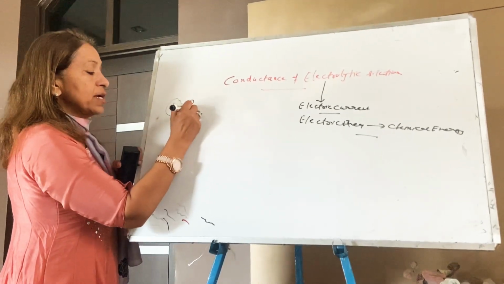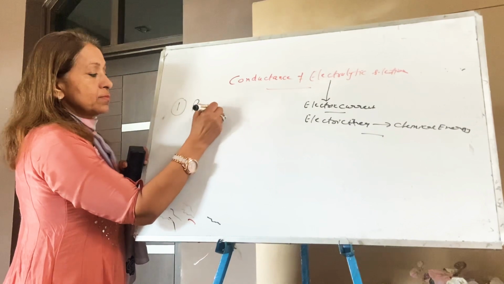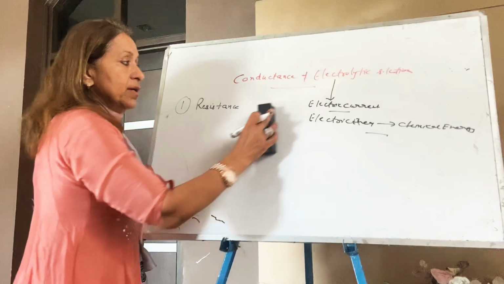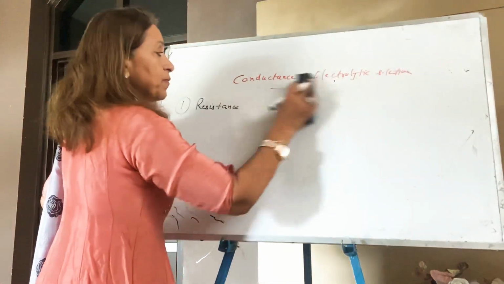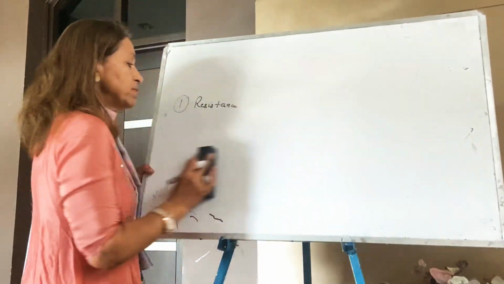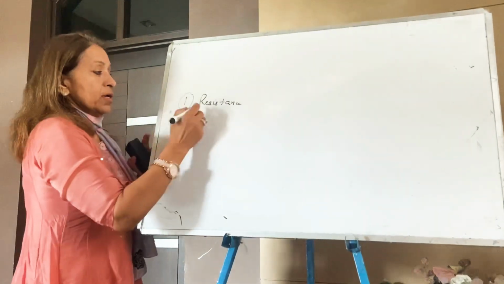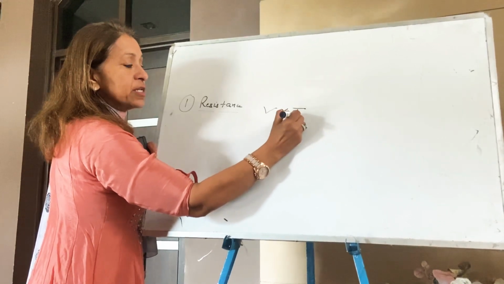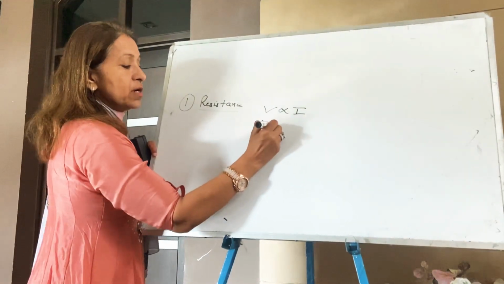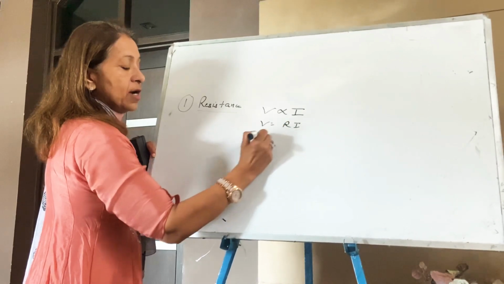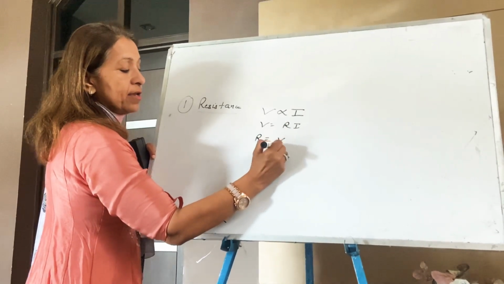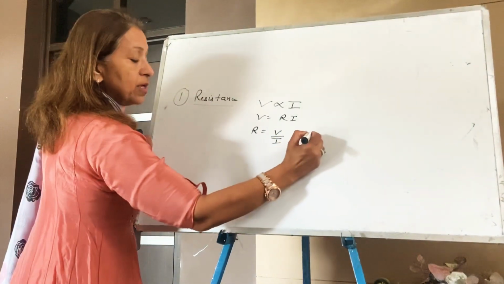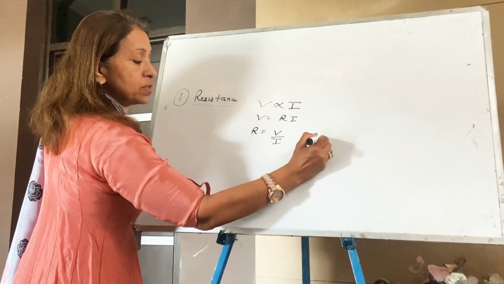The first is resistance. Before taking electrolysis, let us start with some general terms. Resistance: V is proportional to I. When there is a potential difference, there is a flow of current. So V is equal to RI, R is equal to V by I. Resistance, which you have studied in class 9th in physics, has the unit ohm.